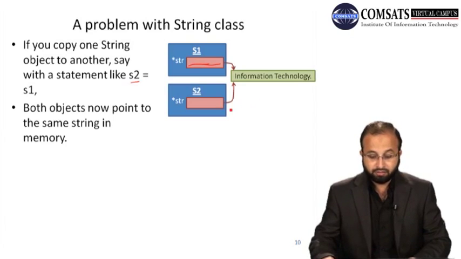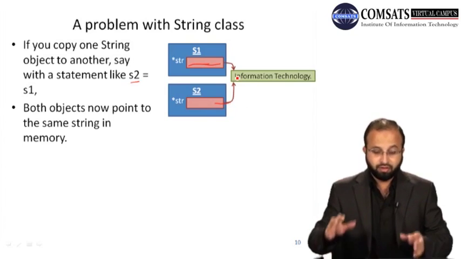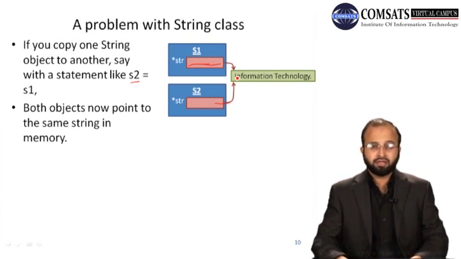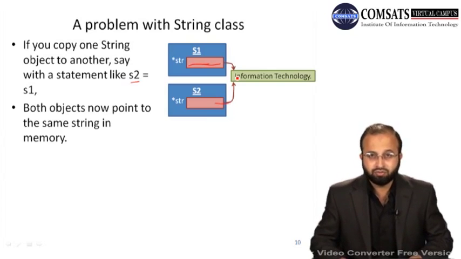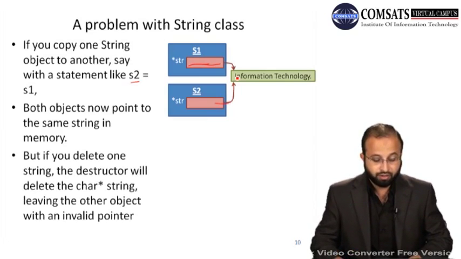जब ये कॉपी हो जाएगा, this means that now this pointer also points to the information technology string. ठीक है, so अब we have two string objects that contain the character pointer, and these two character pointers point to the same string. That is not the problem, but the problem comes over here. If you delete one string, the destructor will delete the character string, leaving the other object with an invalid pointer.